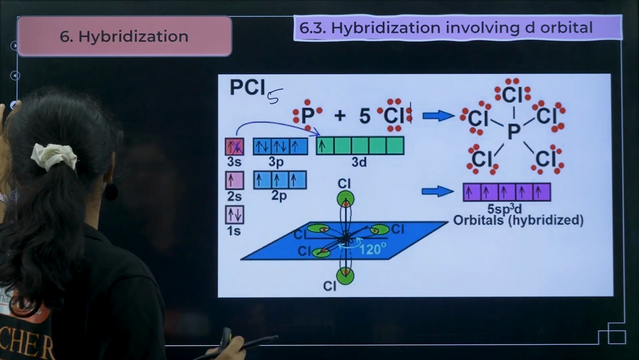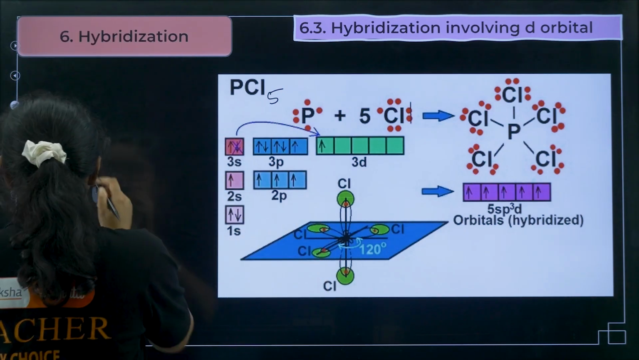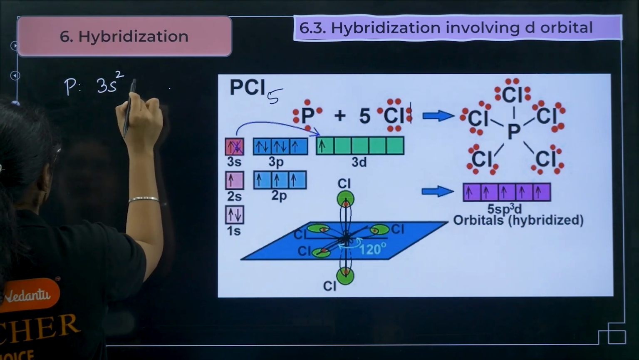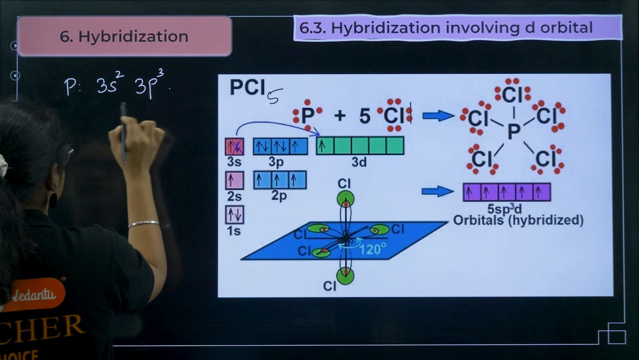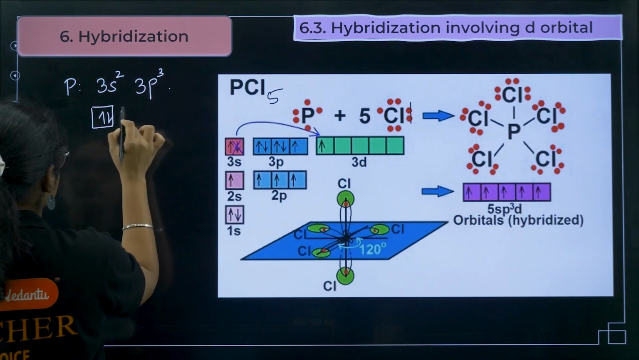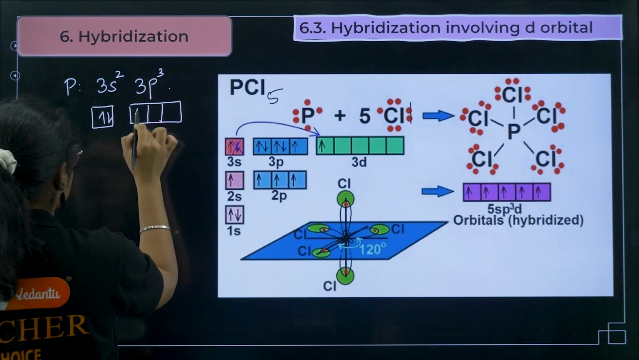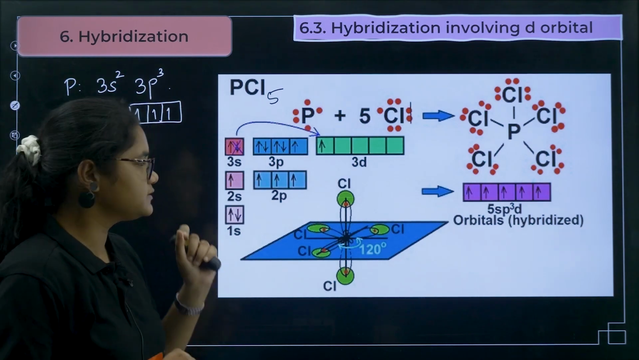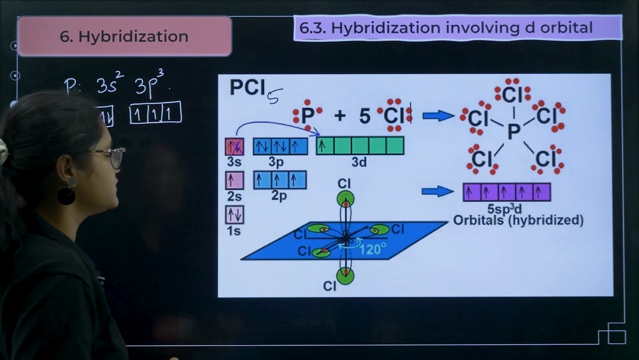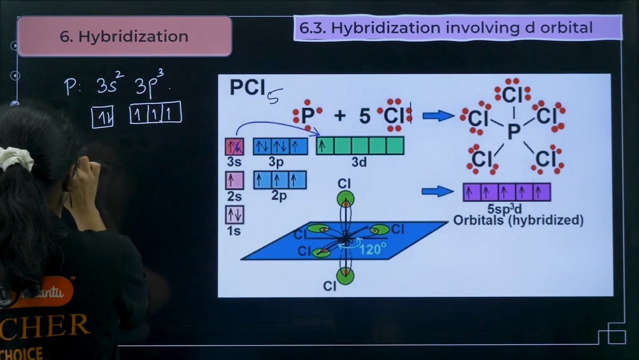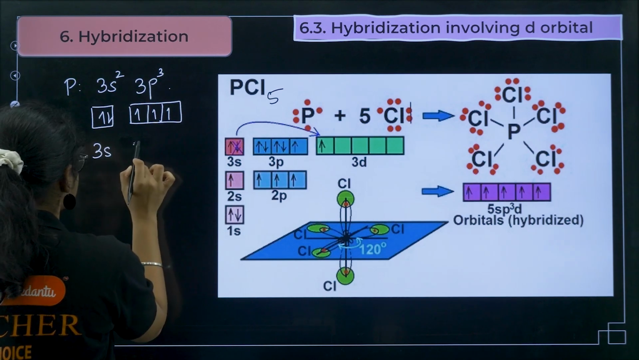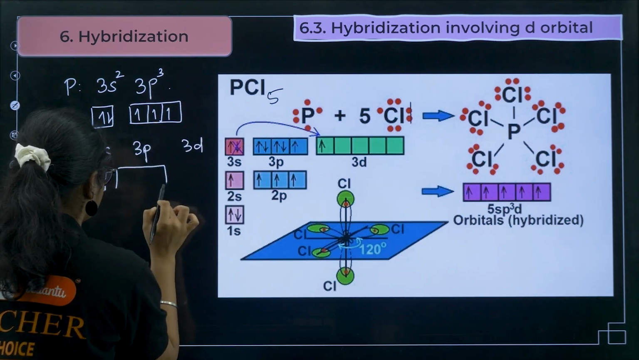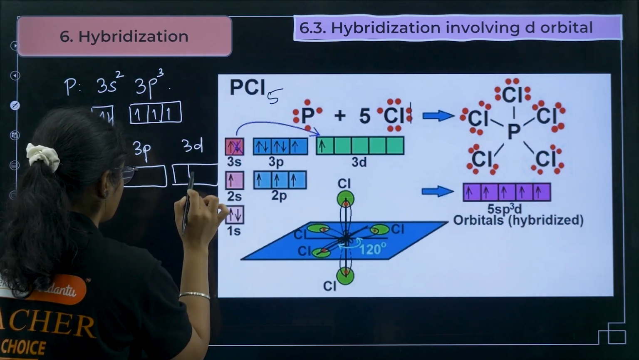So now, if you see the phosphorus electronic configuration, the outer configuration is 3s2 and 3p3, right? Now see, phosphorus is forming 5 bonds, so we need 5 unpaired electrons, but now we have only 3 unpaired electrons. So what I can do is excite 1 electron here. So I can write 3s, 3p and 3d, and then we have 3d, 1, 2, 3.